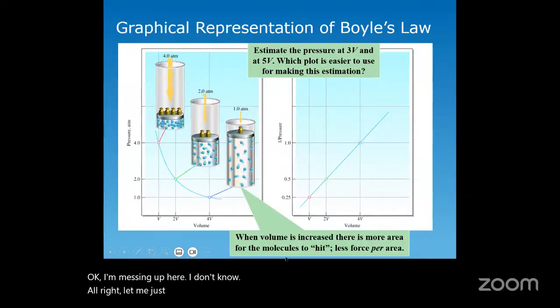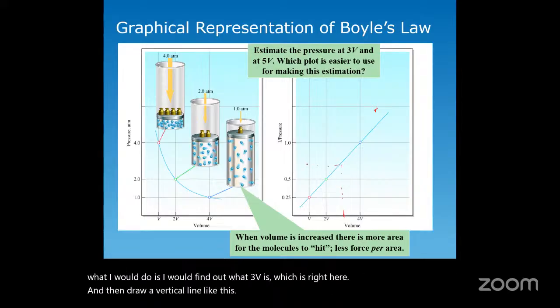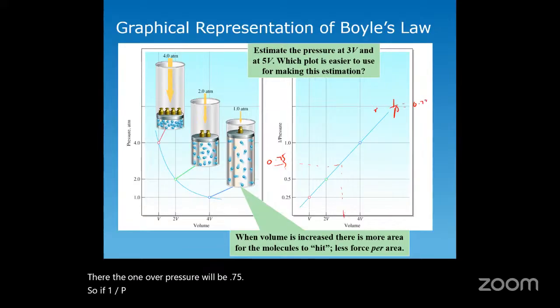So if I were to try to find out what the pressure would be at 3V, I would find out what 3V is, which is right here, and then draw a vertical line like this, and then a horizontal line like that. It looks like here the 1/pressure will be 0.75. So if 1/P is equal to 0.75, that means that P is equal to 1/0.75, which is 1.33 recurring. And that's how you'd find the pressure based on that plot.